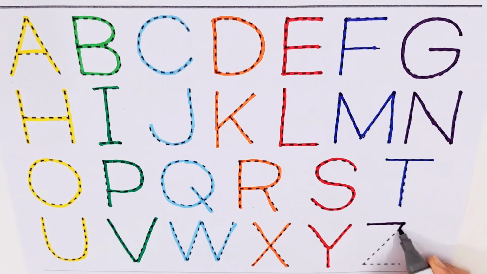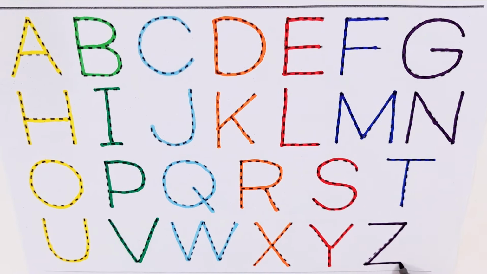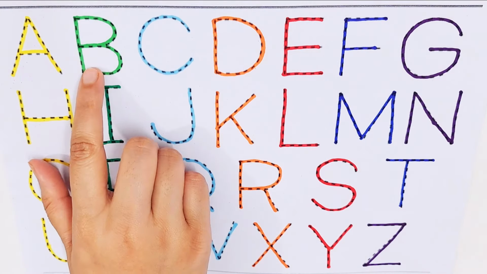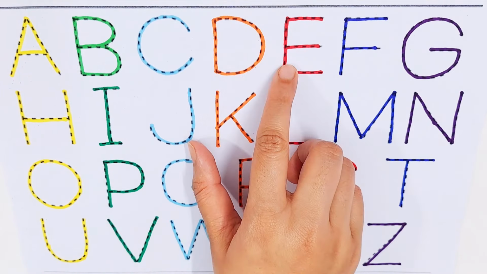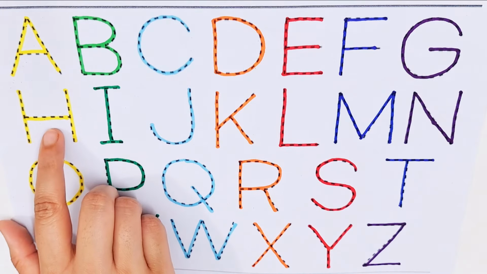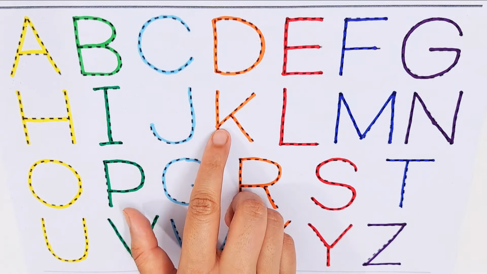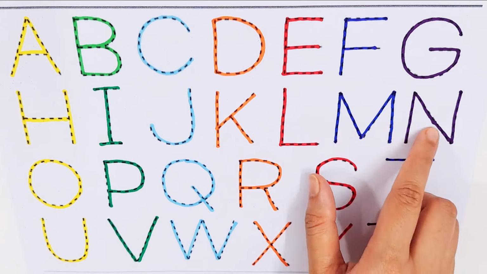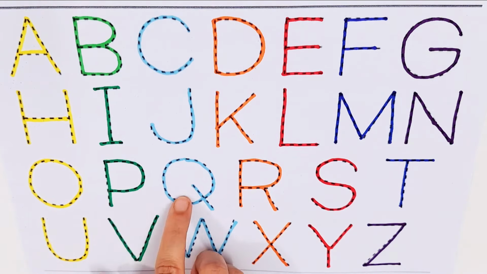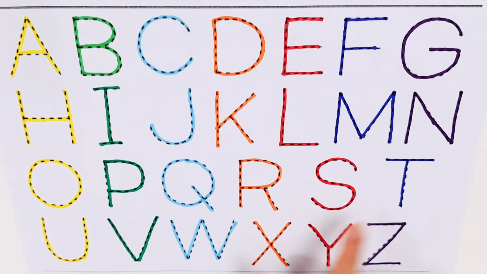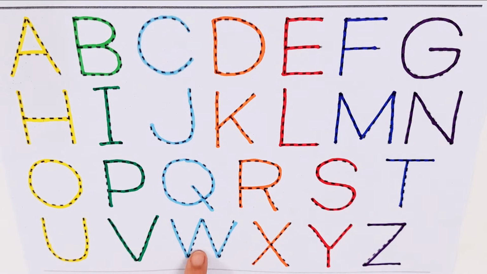Z. Z for zebra. A, B, C, D, E, F, G, H, I, J, K, L, M, N, O, P, Q, R, S, T, U, V, W, X, Y, and Z.